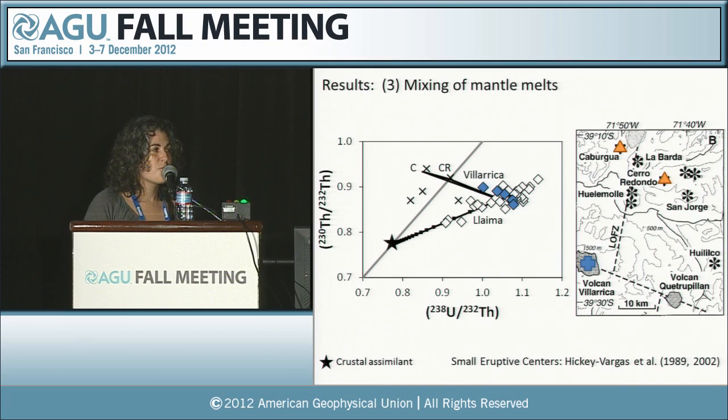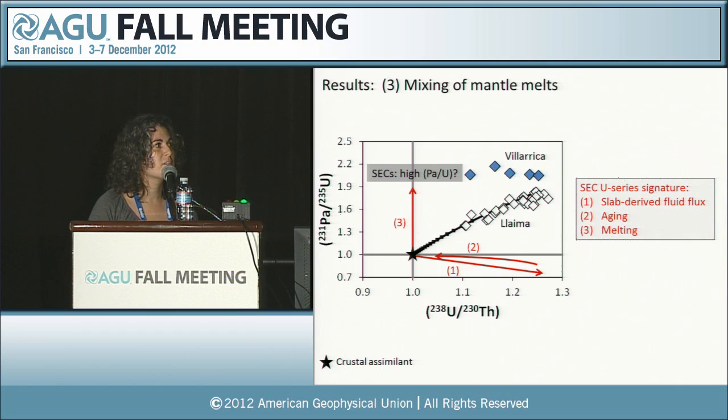And lastly, for Villarrica, on the equiline diagram, you see that the Villarrica array is nearly perpendicular to that of Jaima, and we think it represents three-component mixing between the least assimilated Villarrica sample and melts similar to those erupted from some of the small eruptive centers surrounding the Villarrica edifice. And these were shown by Hickey-Vargas from 1989 and 2002. And we would predict that these small eruptive centers also have high protactinium excesses, although this hasn't been measured yet.